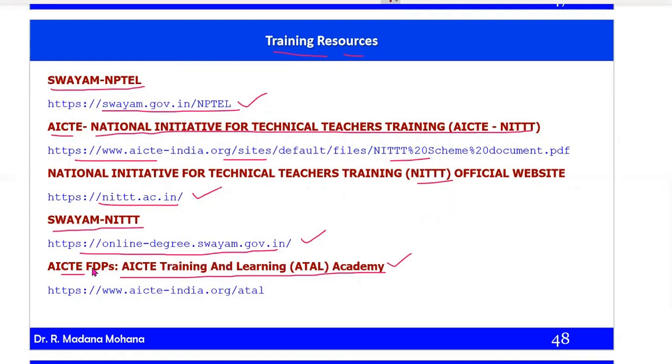The minimum requirements for an ATAL FDP: a minimum of 80% attendance needs to be maintained, then a minimum of 60% marks in the assessment test at the end of the program, conducted by the respective ATAL FDP coordinators of that particular college. So easily you will get 4 FDP certificates per year, all 1-week FDPs.